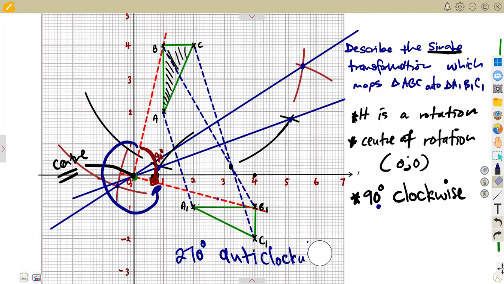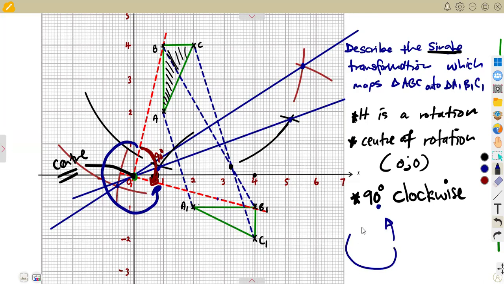Under exam conditions, they can also give you this just for confusion's sake. And maybe you need to use your matrices, or you need to describe the rotation, but you are given 270 degrees anti-clockwise. You know that 90 degrees clockwise is the same as 270 degrees anti-clockwise, and 90 degrees anti-clockwise is the same as what? 270 degrees clockwise. It's just like that.